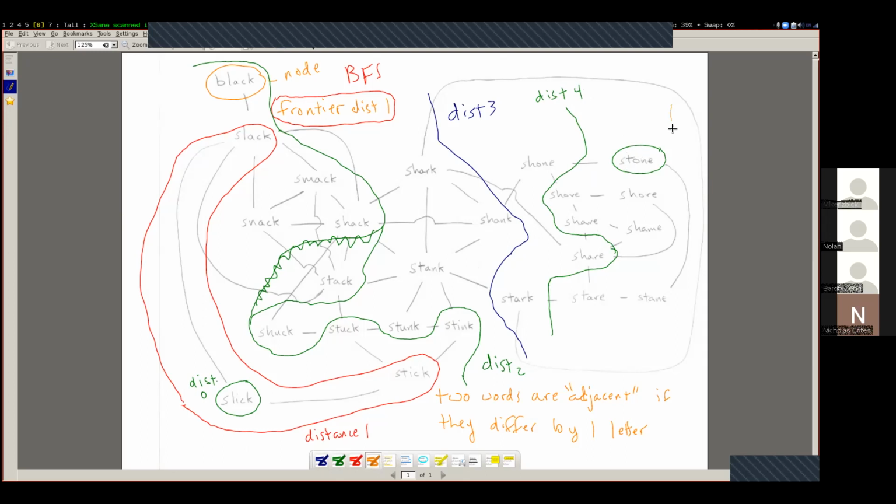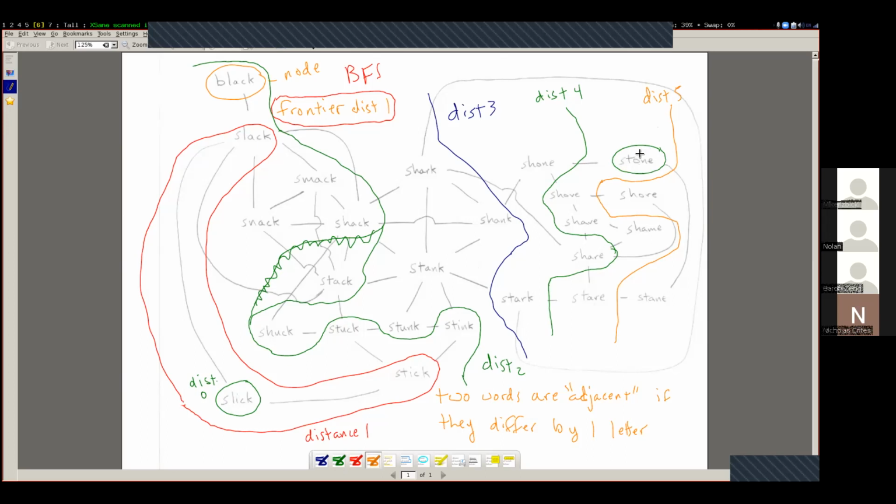And now when we get to our distance 5 frontier, things next to distance 4, our target word here, stone, is next to it, so we will include that. And then shove, shave, shame, stare, all of those inside. So at this point, we've gone a pretty far ways, and we finally encountered our word over here that we're looking for. This tells us so far that the length of our shortest path, to go from our origin, our start word, over to our target word, the length of that is 5.